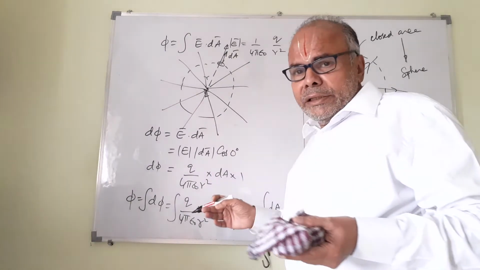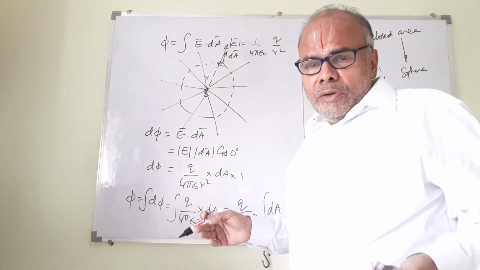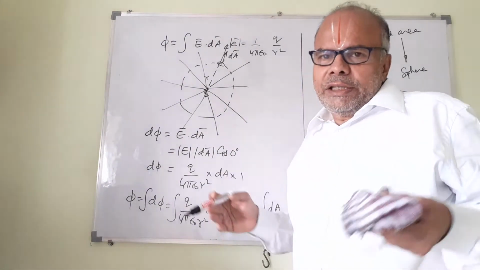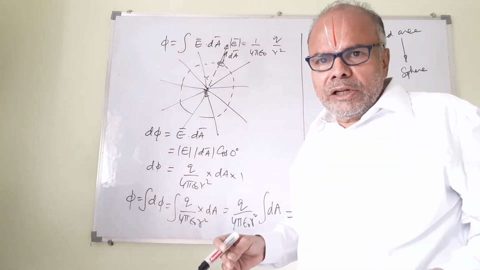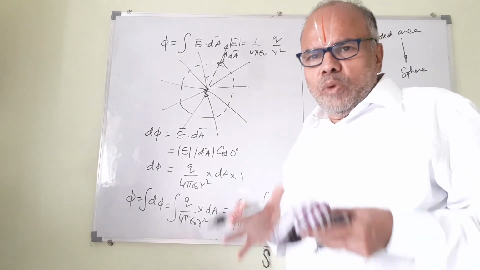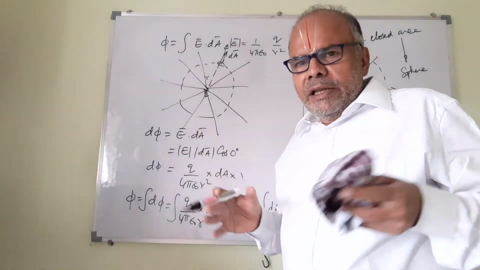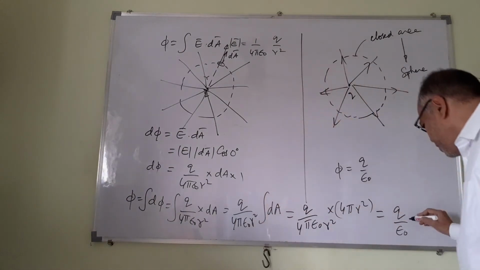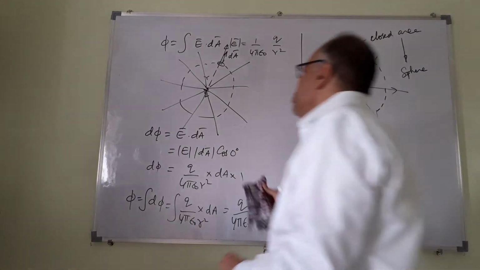Would it matter if it were not a sphere, but let's say a cube and the charge were placed inside the cube, or a cone and you placed it inside the cone? In all these cases, whatever lines of force are emanating, they will all cut the closed surface and the answer will still be Q by epsilon naught.